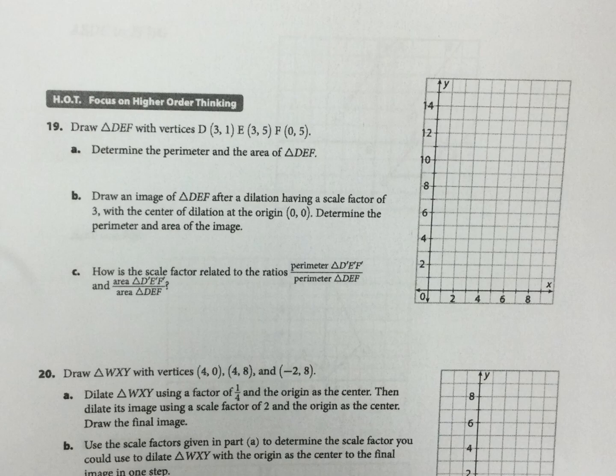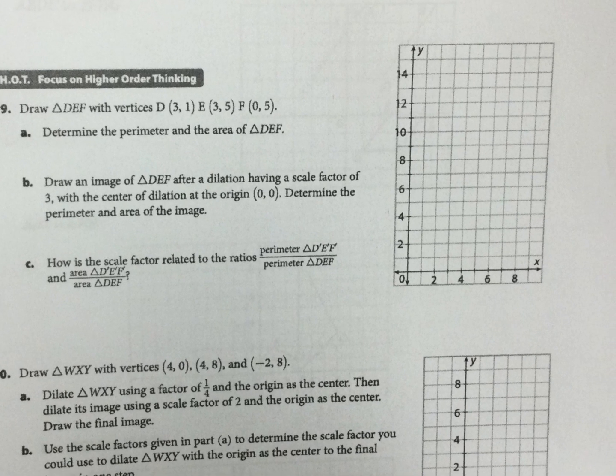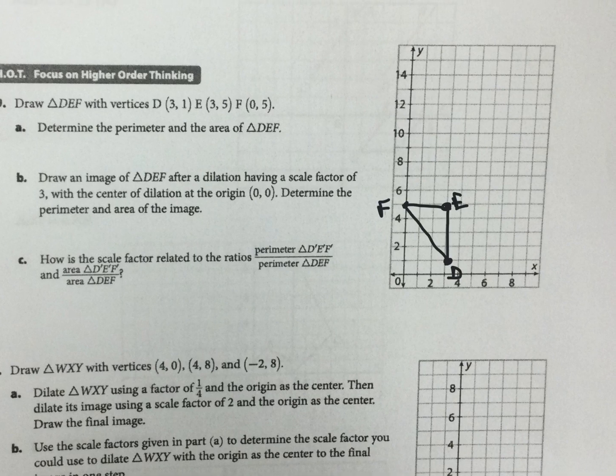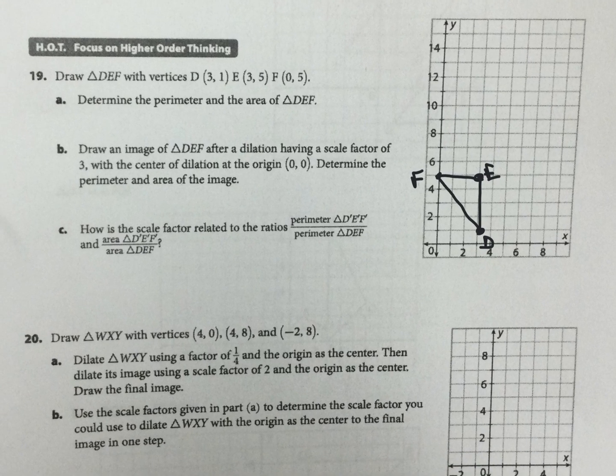Okay, so this problem is number 19 in 7-1, and I wanted to be able to talk with you guys about it. So if you draw this triangle, DEF, it says determine the perimeter and the area of it.